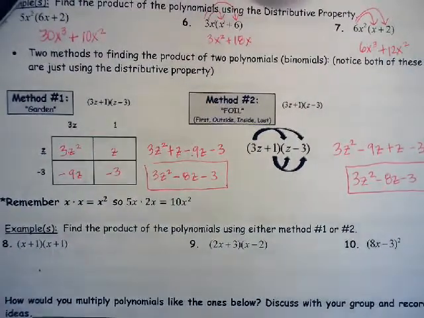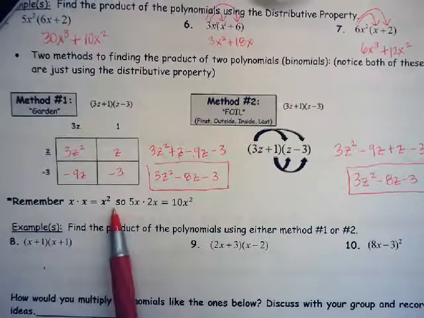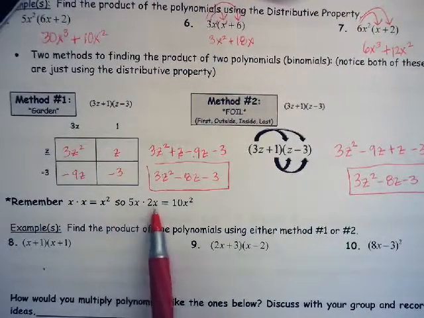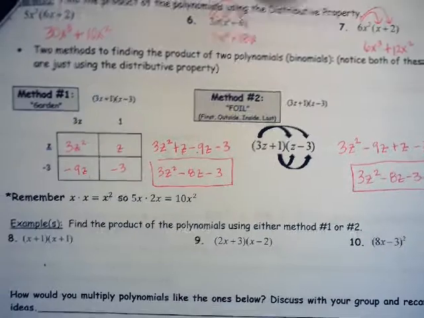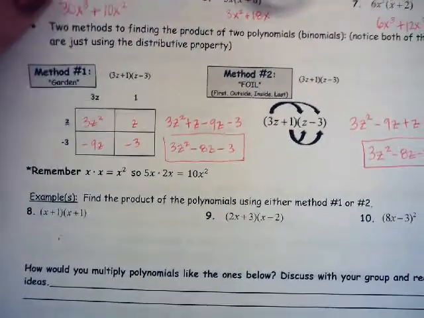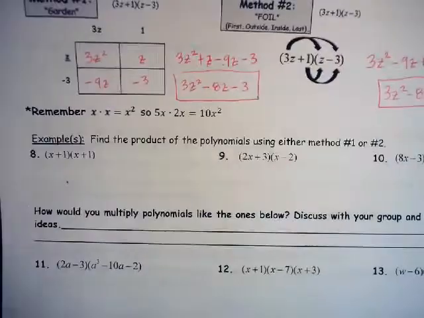So just a little reminder on your notes I wrote down here to remember that x times x is x squared. So if I take 5x times 2x, that would be 10x squared. Find the properties of the polynomials using either method 1 or 2. So we're going to practice this now.